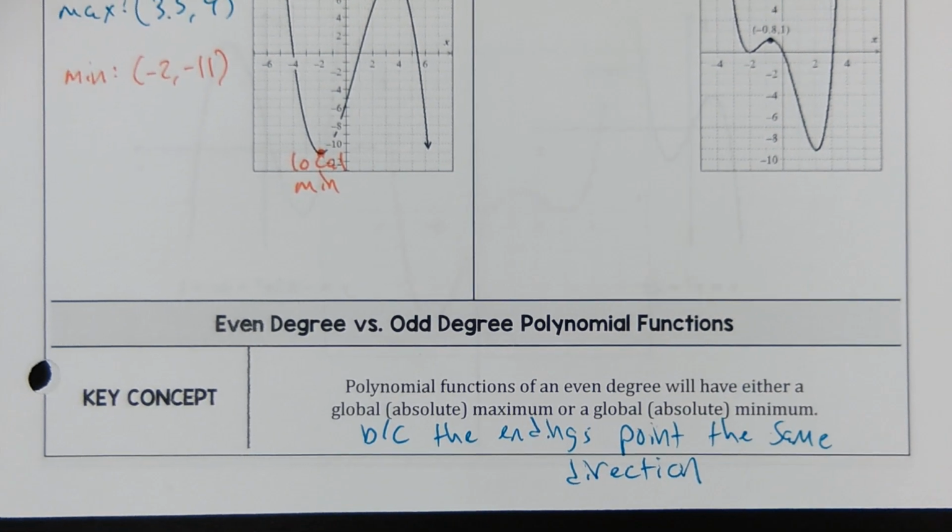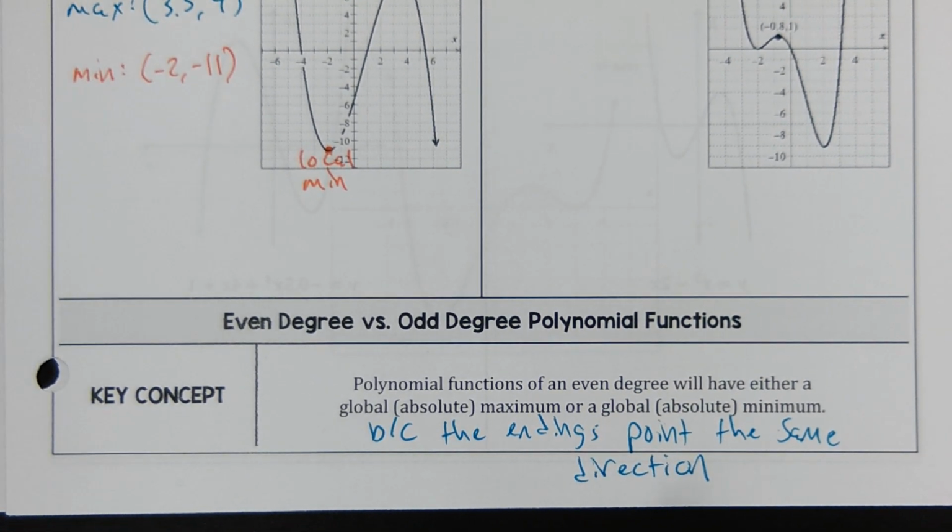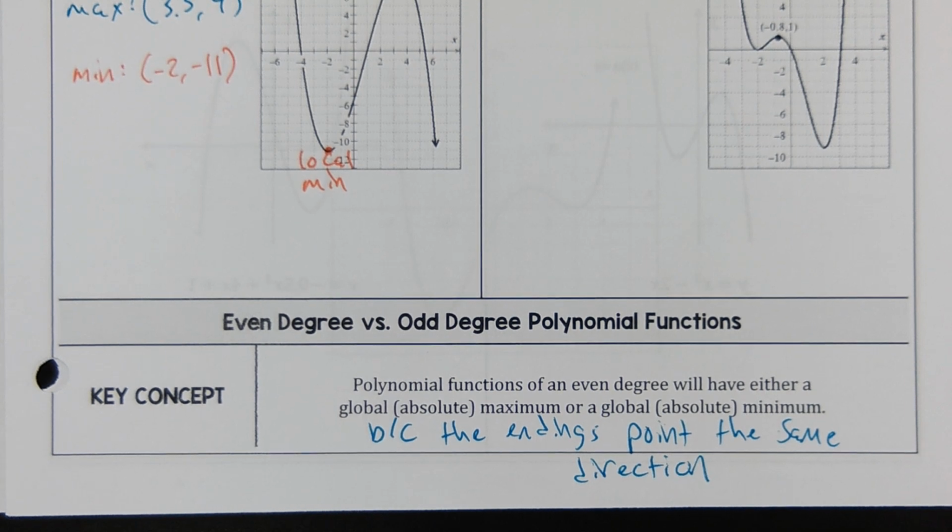So if even degree polynomials have their endings point in the same direction, what does that tell you about odd degree polynomials? Olivia says opposite directions. So what does that mean for global extrema then for odd polynomials? They'll only have locals. So odd degree polynomials will, as long as they're continuous, with arrows on the end, odd degree polynomials will never have global extreme values, only local.